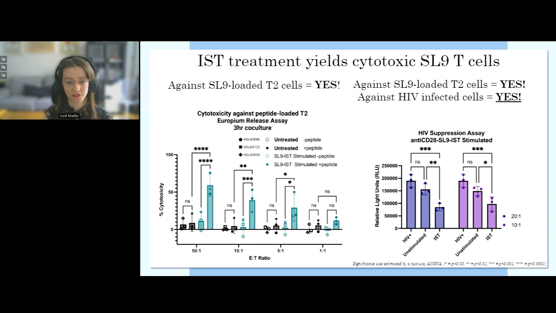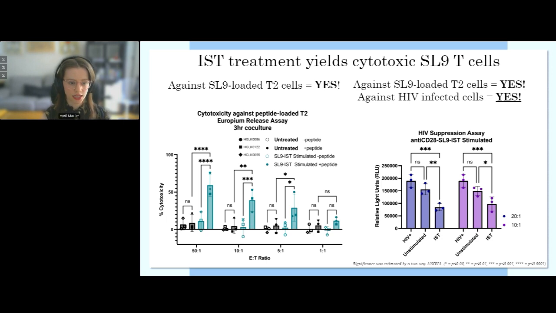So it was not only significant killing over background, but it was significant killing over the untreated cells and T2 cells that weren't loaded with peptide, which was really exciting to see because it showed that these cells were actually able to target SL9 loaded cells. But additionally, that's not really a physiologic system, especially for viral cells. So we wanted to see if SL9 stimulated cells by IST could actually suppress HIV.